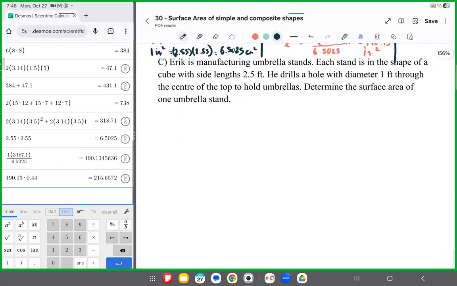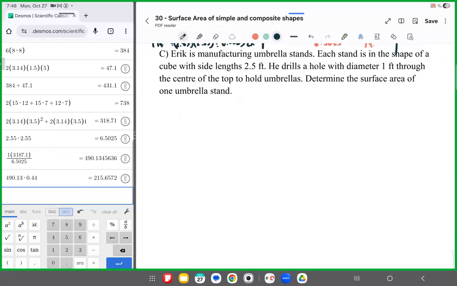Okay. Last question. We have Eric is manufacturing a shape of a cube with side lengths of 2.5. He drills a hole with diameter 1 foot through the center of the top to hold the umbrellas. Determine the surface area of one umbrella stand.